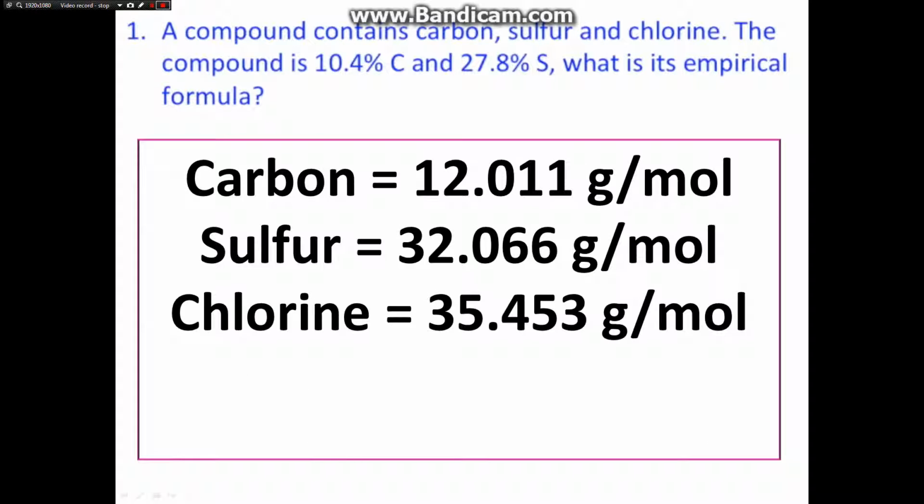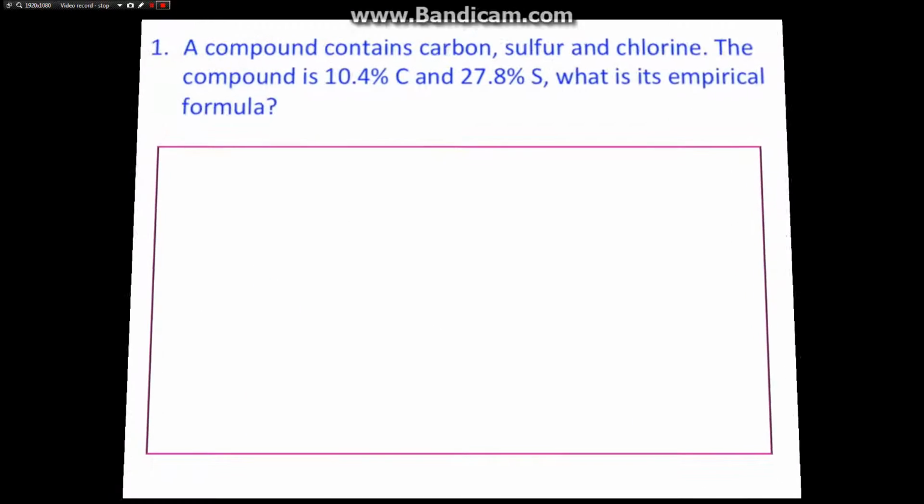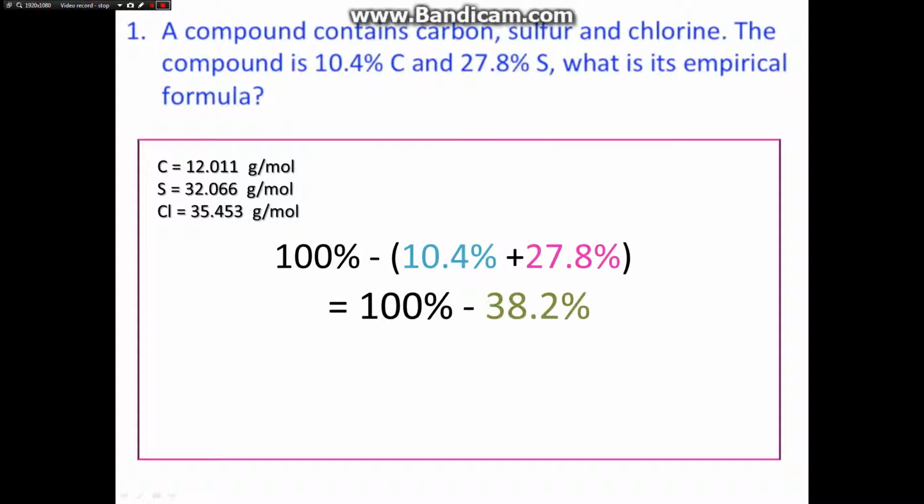Question 1. A compound contains carbon, sulfur, and chlorine. The compound is 10.4% carbon and 27.8% sulfur. What is its empirical formula? If you add 10.4% plus 27.8%, it will equal 38.2%, which you will subtract from 100. This will equal 61.8% of chlorine.